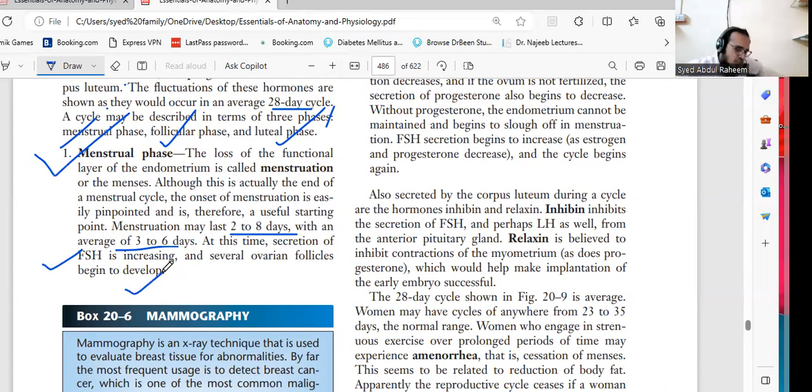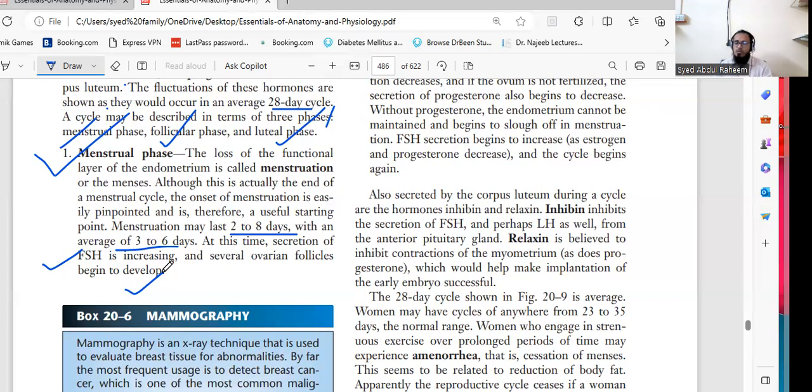So here, the menstrual phase is the ending phase. Actually, what will happen? Ovulation doesn't lead to fertilization. So the mature ova will die. And the functional layer of the uterus will contract, and the release of the functional layer and ova from the uterus will happen. This may last 2 to 8 days, with an average of 3 to 6 days.